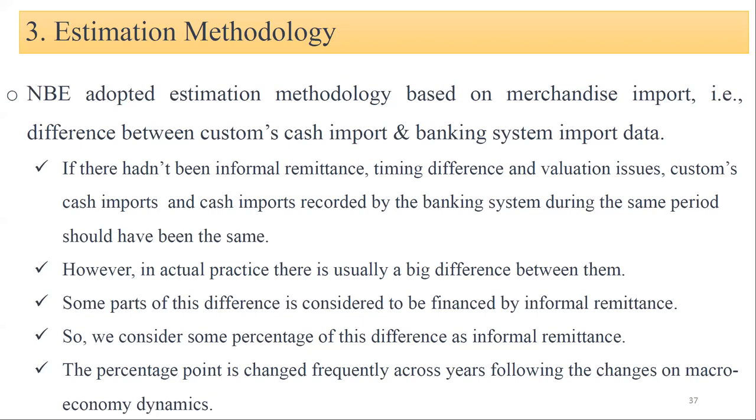So we take a portion of that as informal remittance, and the percentage varies from period to period, considering the macro variables. By looking at the development of the macroeconomic variables, we change the percentage of this difference as informal remittance. Next slide, please.